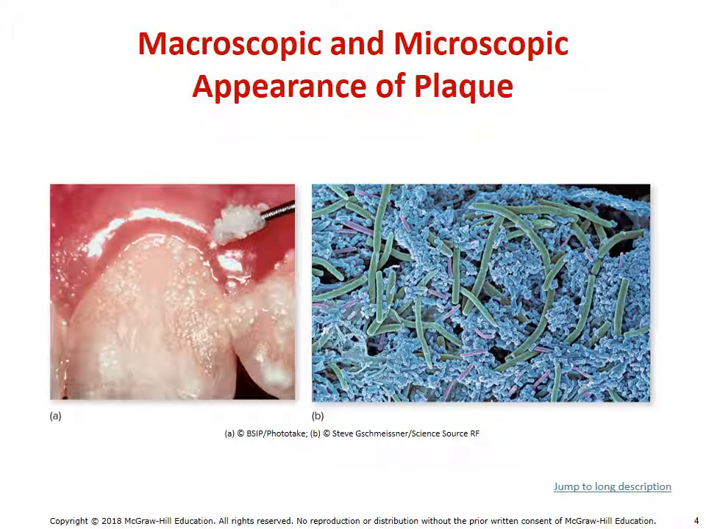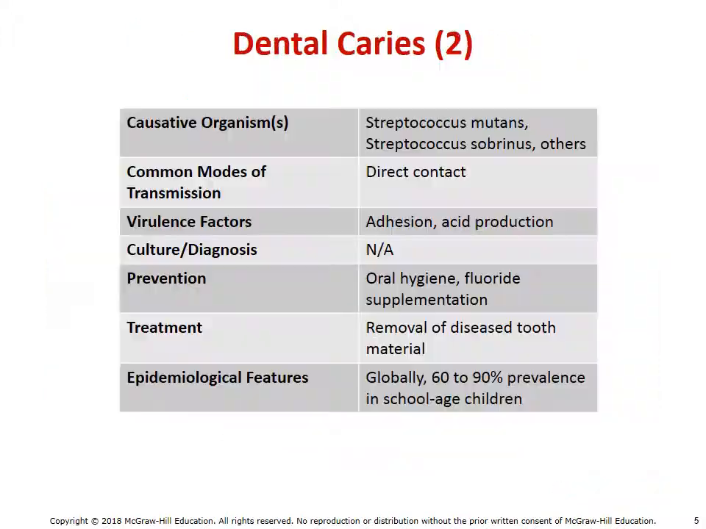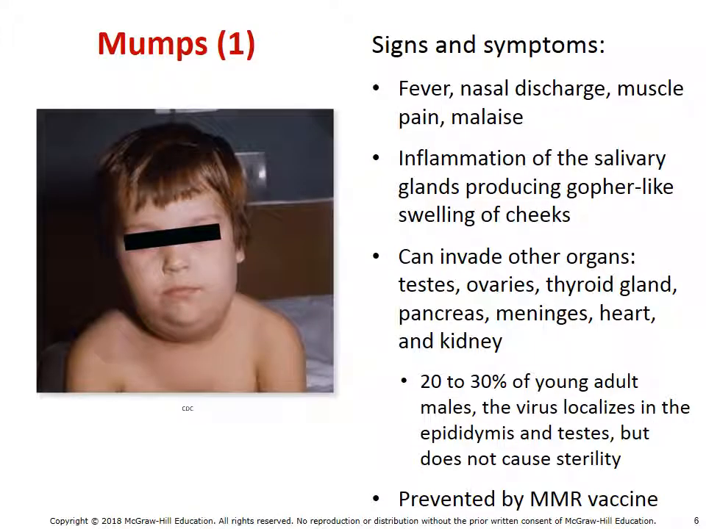So literally, plaque is a biofilm, and just like we've discussed before, one of the best ways to remove biofilms is to scrape them off. So here's again that summary of caries or cavities. So let's move on to mumps.